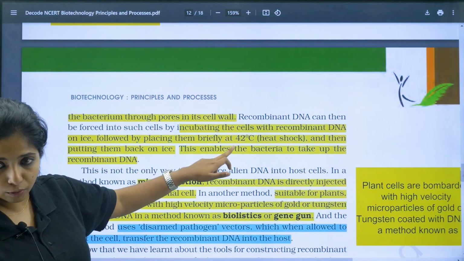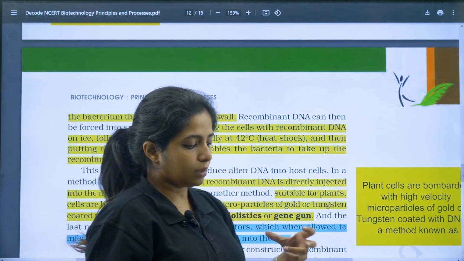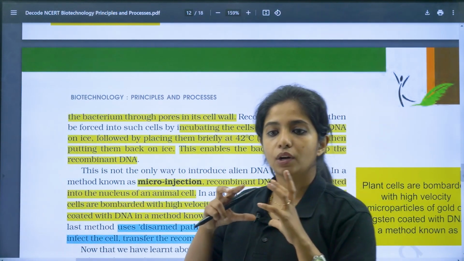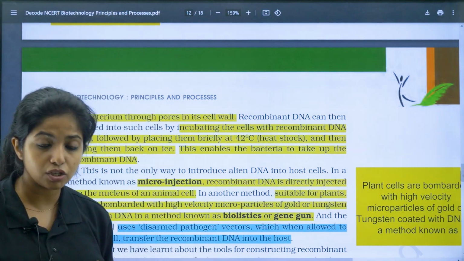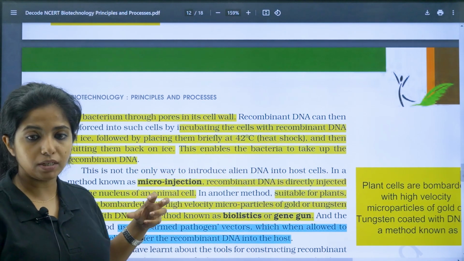How do you make the pores? You make the pores through this, not through the calcium. You are going to make the pores through this. Why? How? Basically you are going to treat with ice, then with heat, then again with ice. This is known as heat shock treatment, my dear children. This is usually done for the bacteria to take up the DNA.